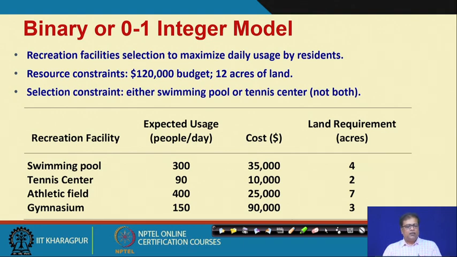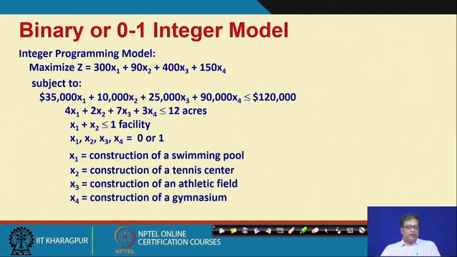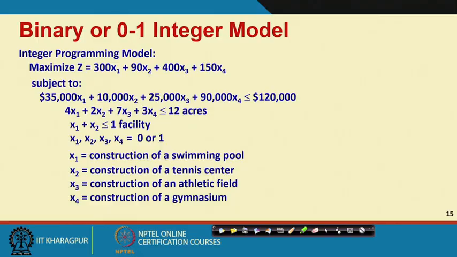And x1 plus x2 less than or equal to 1 is an additional constraint that we have been given, that is, we should create either a swimming pool or a tennis center, not both. So, if that is so, then we have x1 plus x2 less than or equal to 1, and all these x1, x2, x3, x4 are 0 or 1. Is it all right? I hope you understood the binary integer modeling problems.